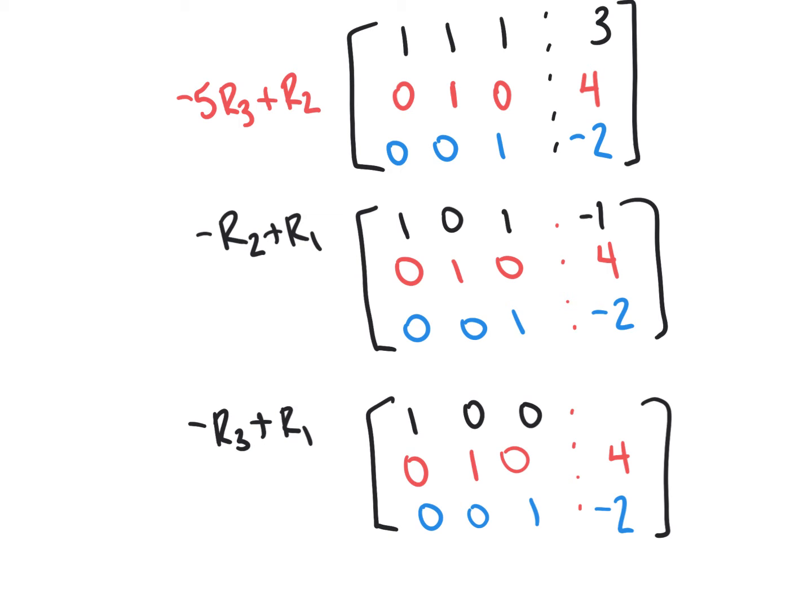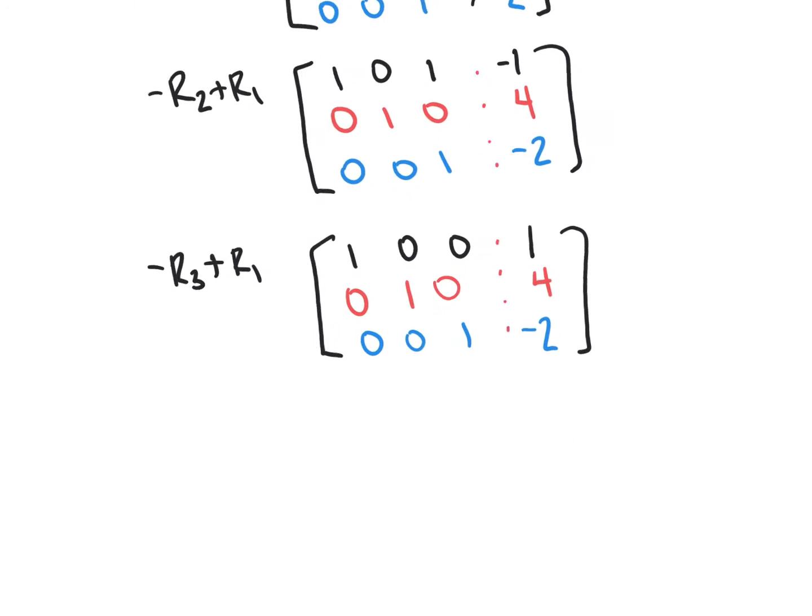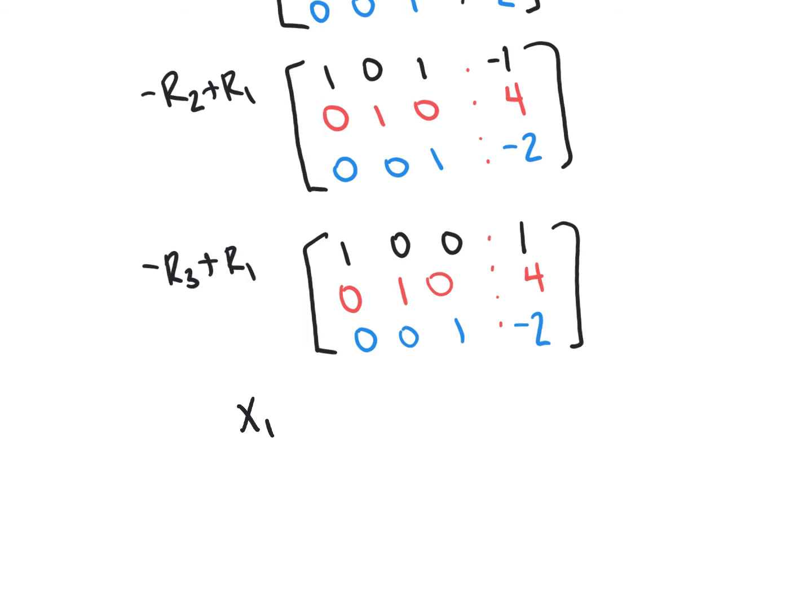Last part. This becomes the opposite. Negative 2 is actually a what? Positive 2 plus a negative 1, positive 1. Here's your solution. X1 equals 1. X2 equals 4. X3 equals negative 2. Or the point, you have the point 1, 4, negative 2.